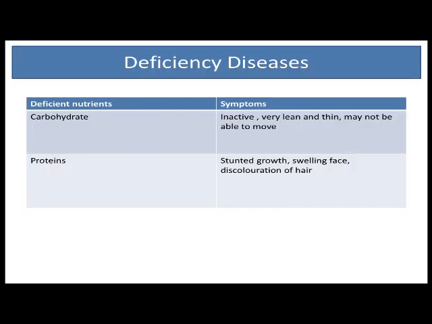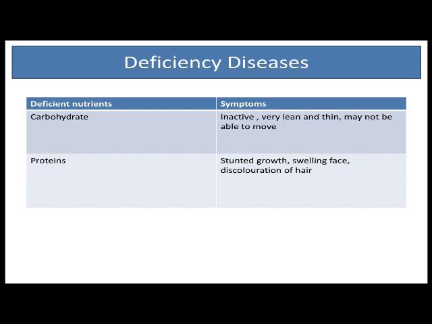So under deficiency diseases, the first type of nutrient you're going to study is carbohydrate. What happens if a body has less carbohydrate, or lacks a nutrient like carbohydrate? Usually you will have symptoms like feeling very tired very frequently, the person becomes very inactive, or he or she may look very lean and thin, and may not be able to move properly, which is due to the deficiency of the nutrient called carbohydrate.